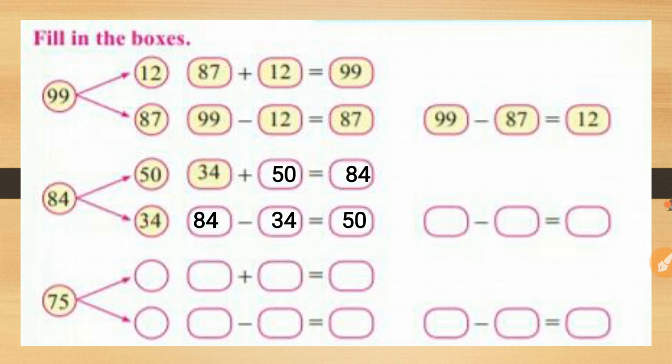Now we are going to make another example. First we are going to take 84. Now we take another number, 50. When we subtract 50 from the sum 84, which number will we get here? See, 34. What we understand here is, when we subtract any number from the sum, we will get the other number as a difference.